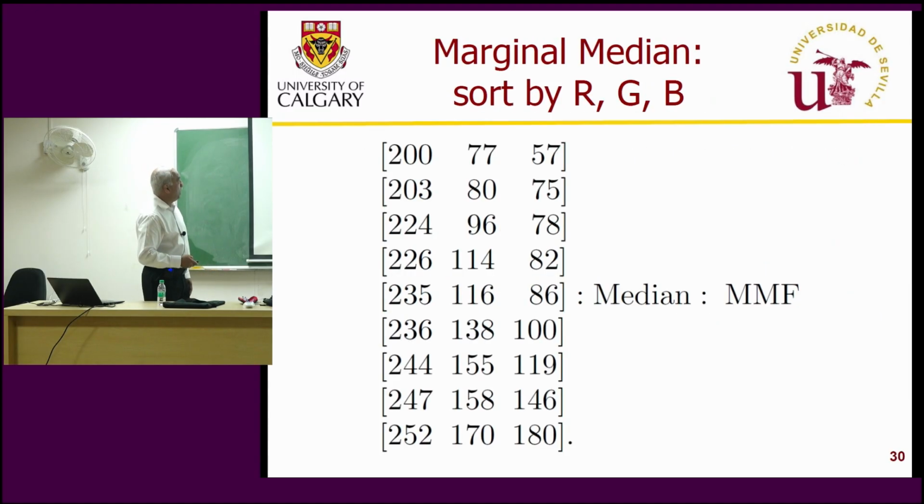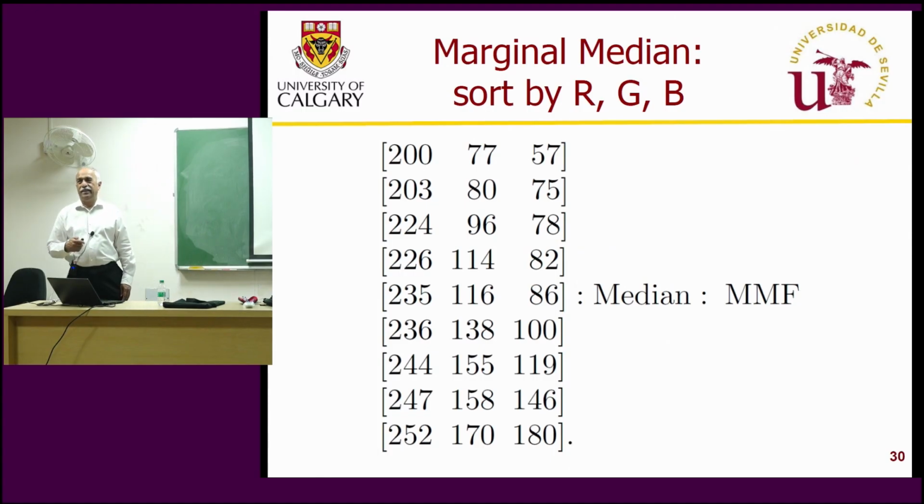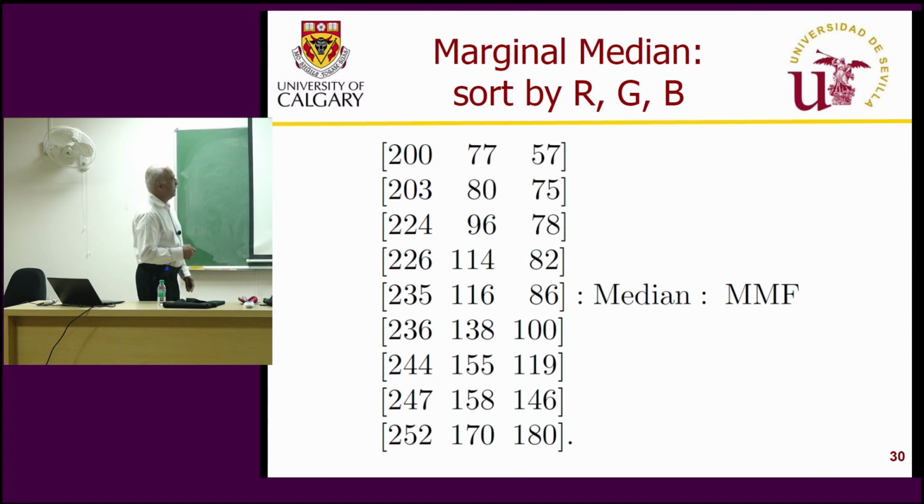So that is not a problem. But median is a problem. How do you sort a vector with three components? Because you want to get the median, which is the middle of that ordered list from minimum to maximum. So marginal median was suggested initially.